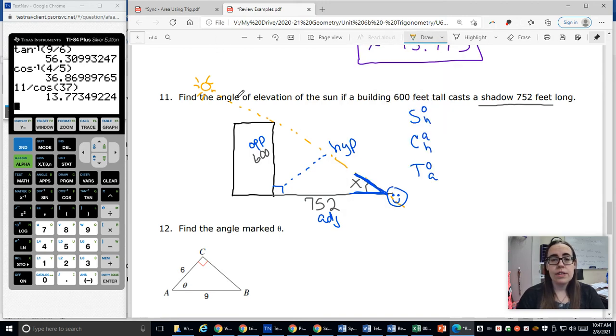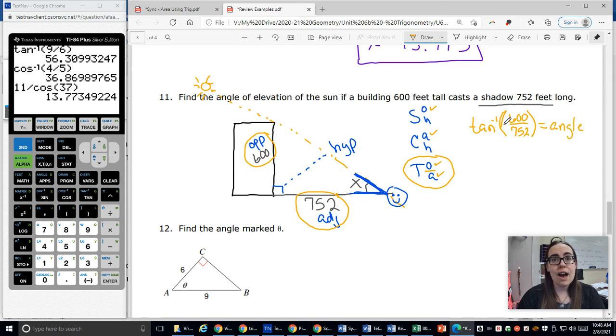And let's go with orange, like the sun. I know my opposite is 600. I know my adjacent is 752. So I can see I'm going to be using tangent. The tangent of the angle. We don't know the angle, that's what we're trying to find. So I'm going to do the inverse and then my ratio, opposite over adjacent. My opposite is 600 and my adjacent is 752. When I close that parentheses, that's going to give me the angle measure.